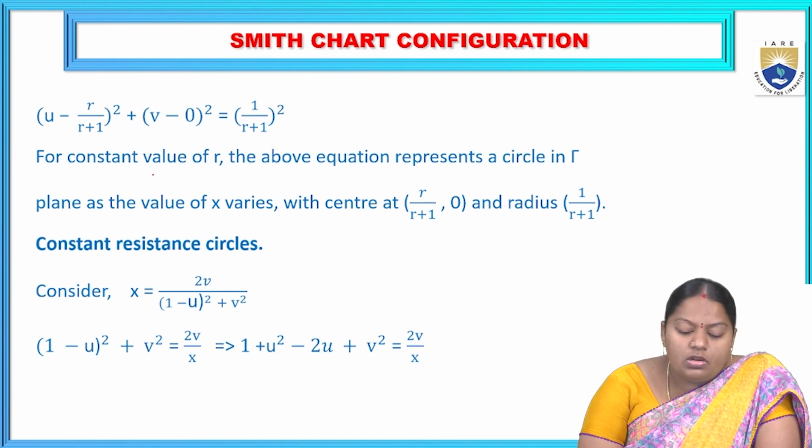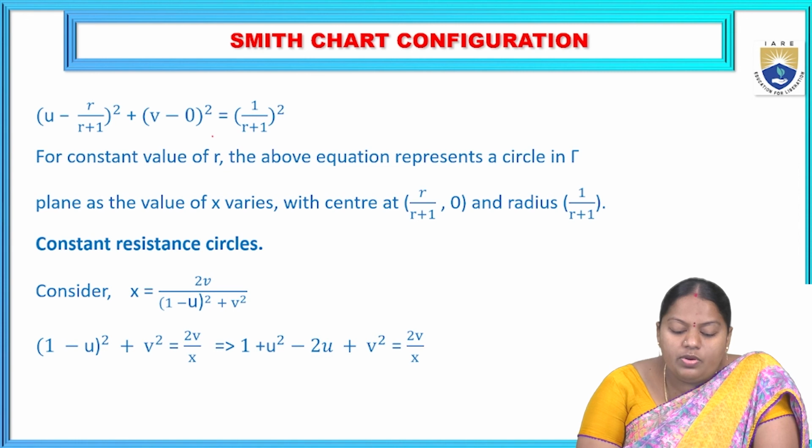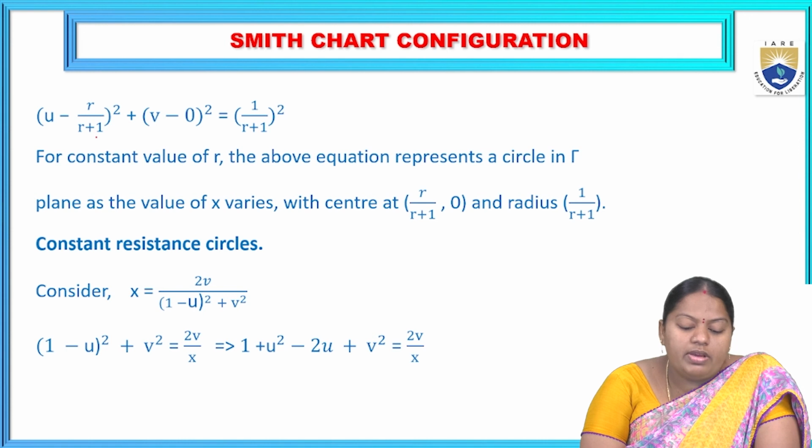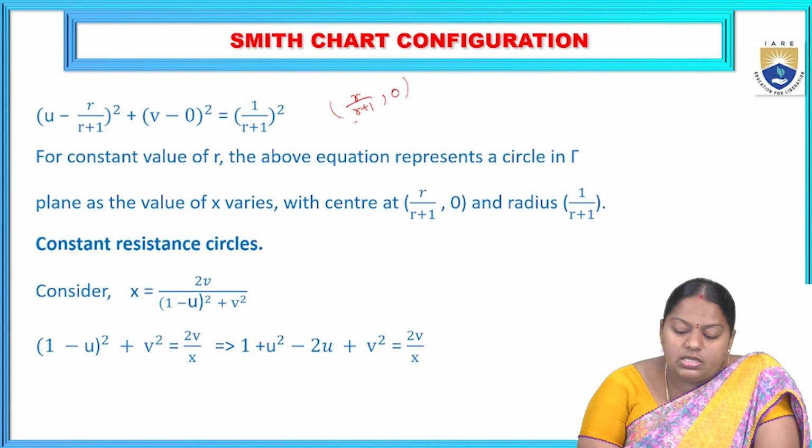So for a constant value of r, the above equation represents a circle in the gamma plane, meaning the reflection coefficient plane, as the value of r varies. What is the center? The center is (a, b), where a is r/(r plus 1) and b is 0. So this represents the center, and the radius is given by 1/(r plus 1).